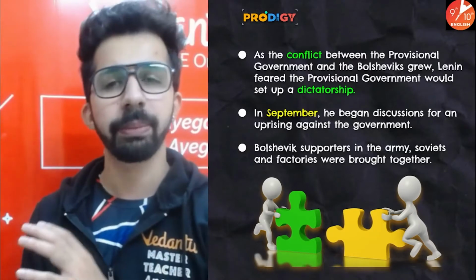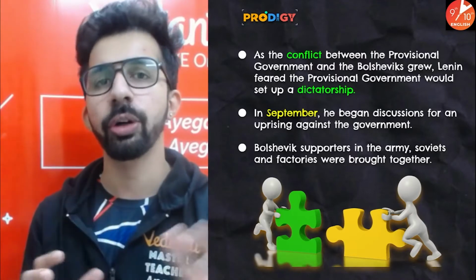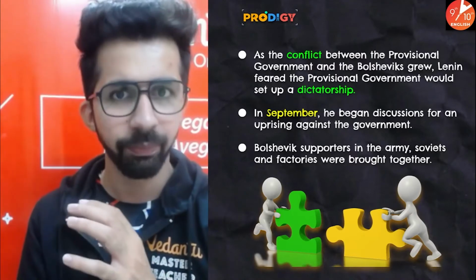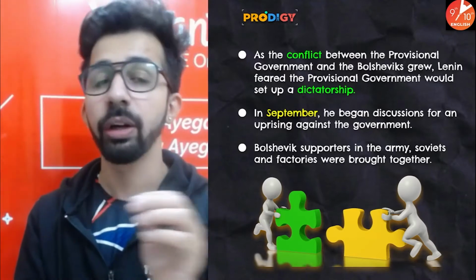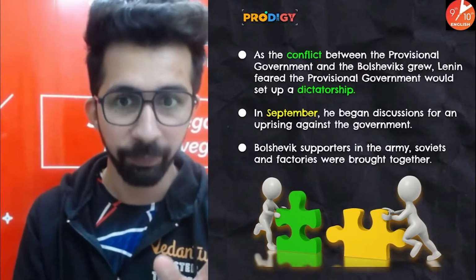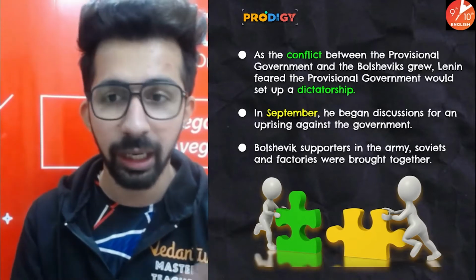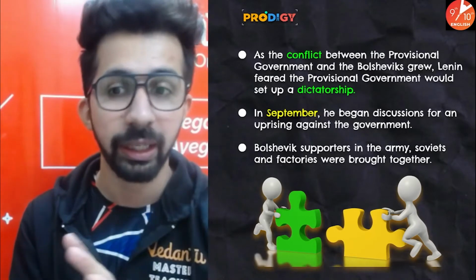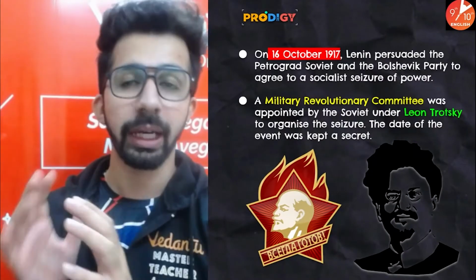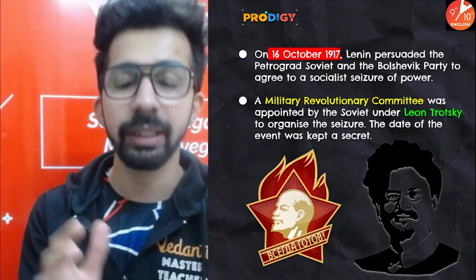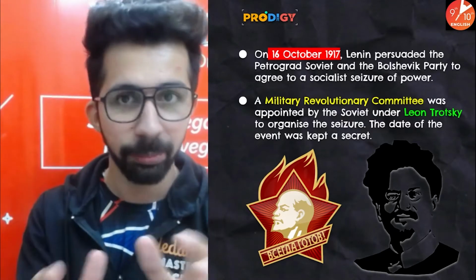So in the month of September 1917, Lenin thought that we have to do an uprising and seize the power from the provisional government. For that, we need the support of the people. So Bolshevik supporters in the army, Soviets, including the factories, were brought together. On 16th of October 1917, Lenin decided that we have to make such a plan to seize the power from the provisional government.